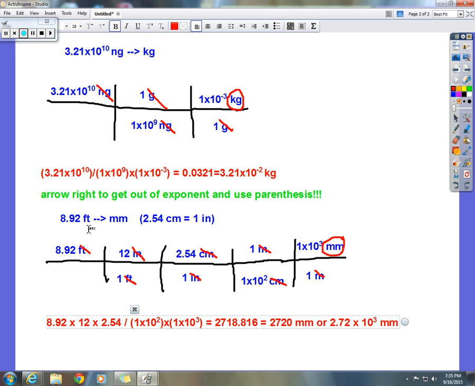Okay, so let's think about it in terms of feet. If I have 8.92 feet, which is a lot of feet, I should have a lot of millimeters because feet are really big. I should have thousands of millimeters because they're so much smaller. So if I look at that, I have 2,718 millimeters. That makes sense.